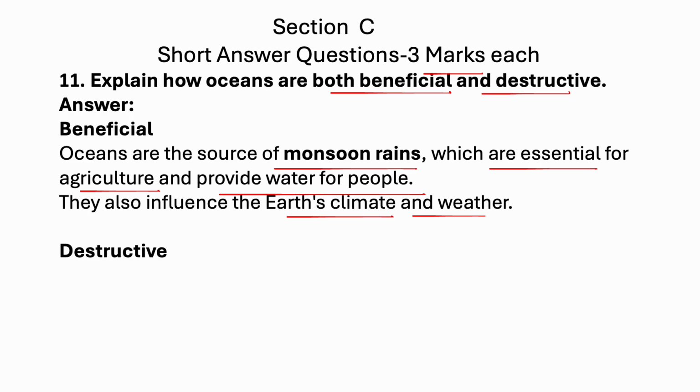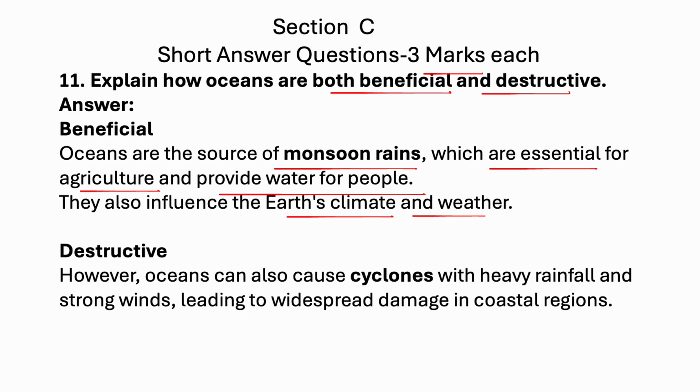Then, how are they destructive? However, oceans can also cause cyclones with heavy rainfall and strong winds leading to widespread damage in coastal regions. Sometimes oceans produce cyclones. Cyclones bring heavy rainfall and strong winds. They can damage houses, roads, trees, crops, and coastal areas, causing loss of life and property.